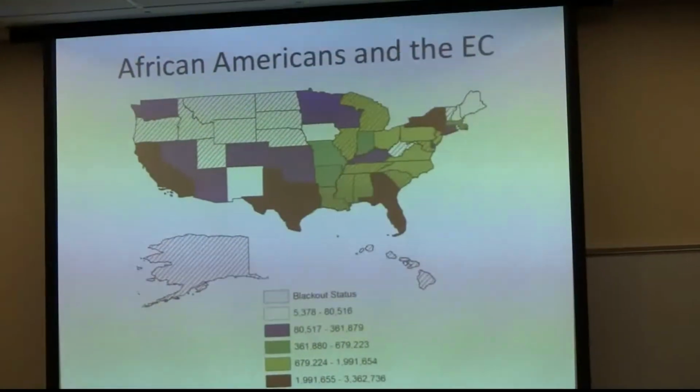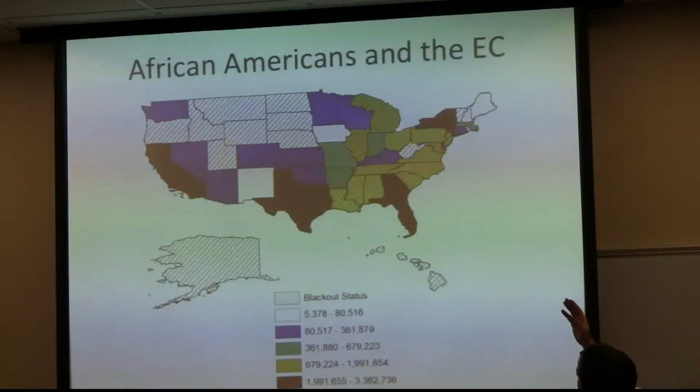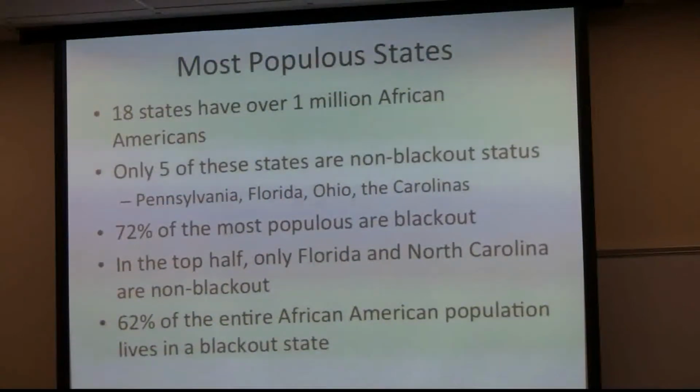So the first one is the African American population, the relationship between blackout status and African American population. And you can see that pretty much, except for the Carolinas, Ohio, Pennsylvania, and Florida, everywhere that blacks live are blacked out. And I'll show you a subset analysis that'll be hopefully a little more clear. So looking at the statistics, there are 18 states with over 1 million African Americans. Only 5 of those states are not blacked out, right? So over 70% of the most populous states for African Americans are blacked out.